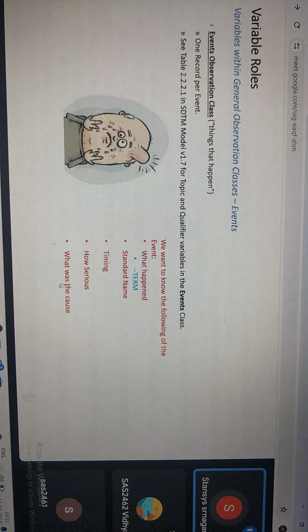This is the key information for the events, right? The key information will fall under which variable classification? What kind of variable is this? Topic variable. Exactly, topic variable. This is the key information, right? In the previous intervention, what is the topic variable?